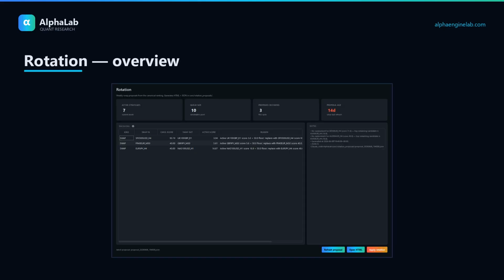The rotation menu has 3 zones. At the top, 4 stack cards that summarize your book and the current proposal. In the center, a split panel. On the left, the proposed decisions table, and on the right, the proposal notes. And bottom right, the action bar with 3 buttons: refresh proposal, open HTML, and apply rotation.